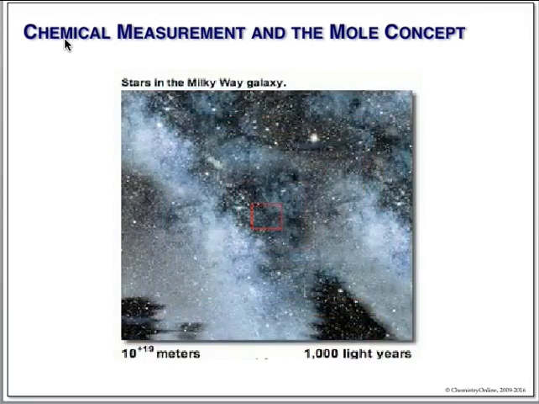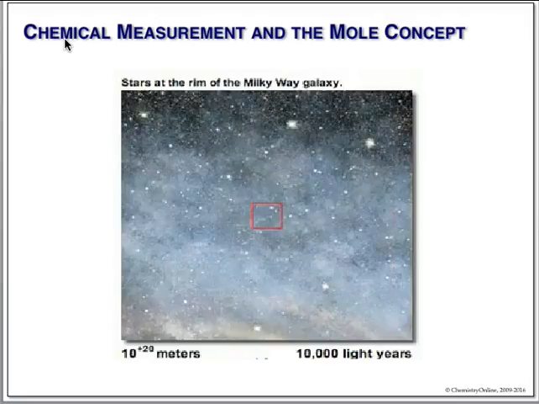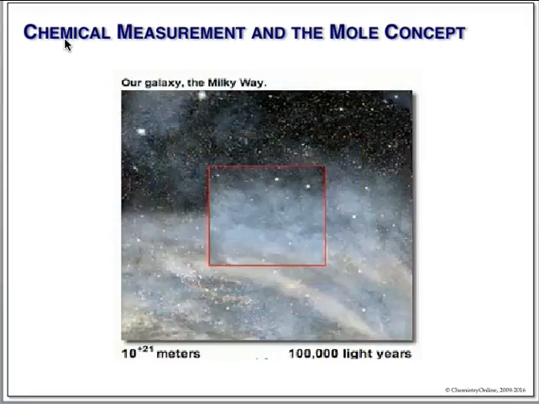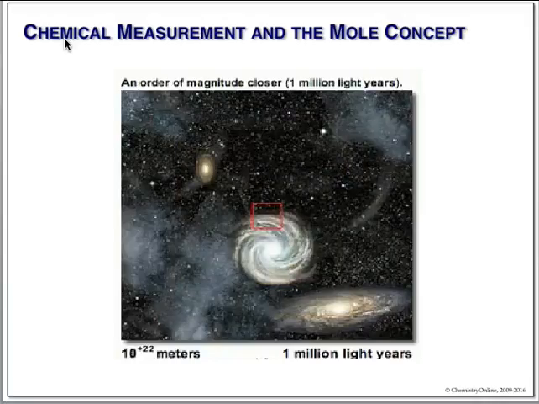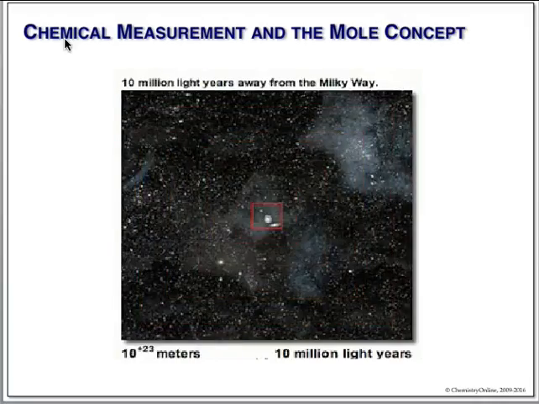We're moving out into the Milky Way now. We can see lots of stars. Start to see the arms. At 10 to the 23rd meters above that leaf, that's the Milky Way. It's a phenomenal large number.